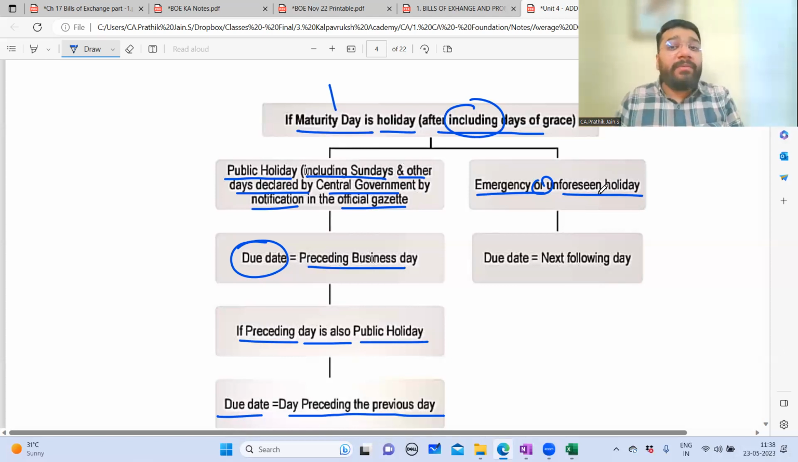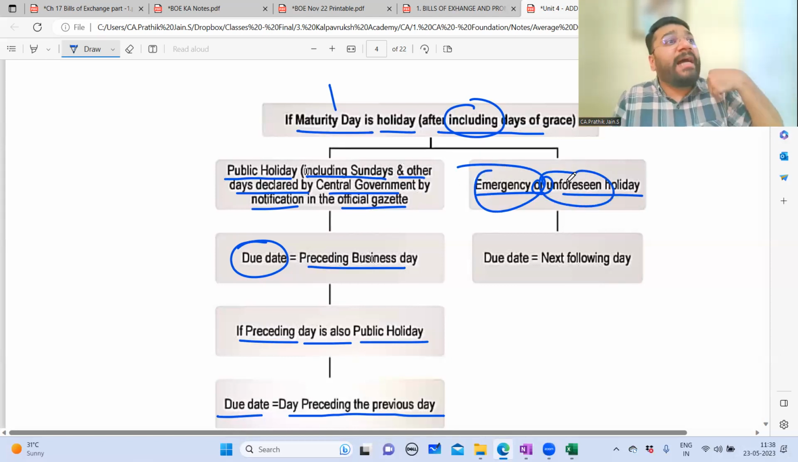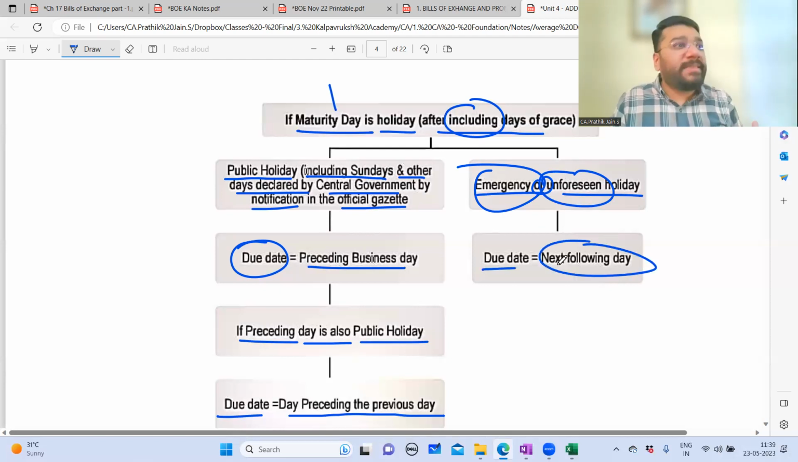So this is something which is happening as an emergency. You never predicted it. It is unforeseen. You've never seen that a holiday will come in future. It all of a sudden came in between. On that day, what will happen? Your maturity date will be the next day. For example, let's say today is 23 May. Today is Tuesday. You never expected that suddenly today is a holiday.